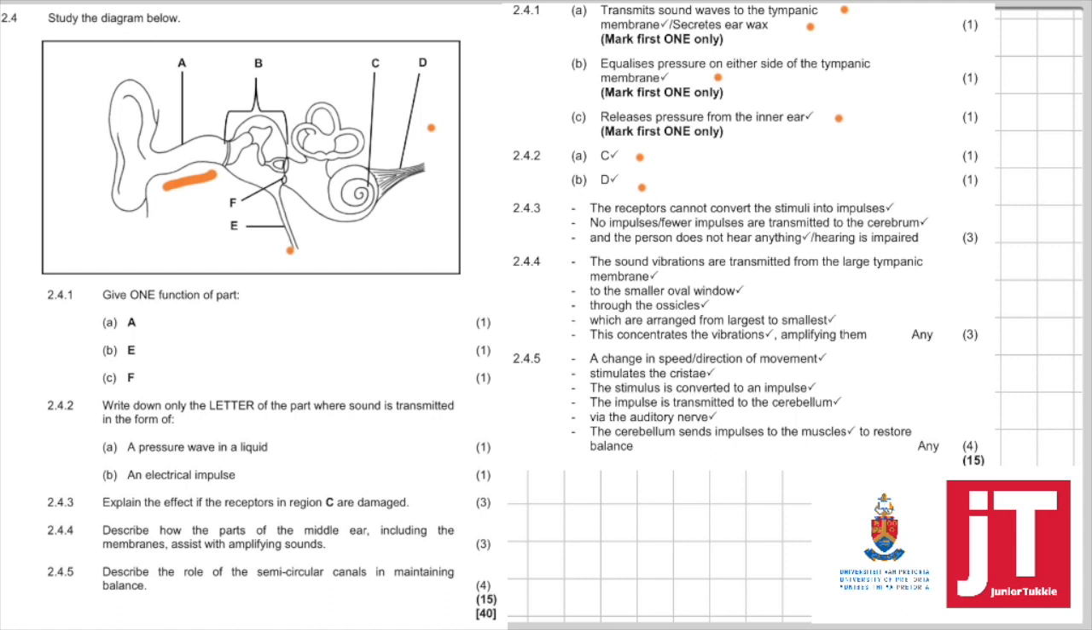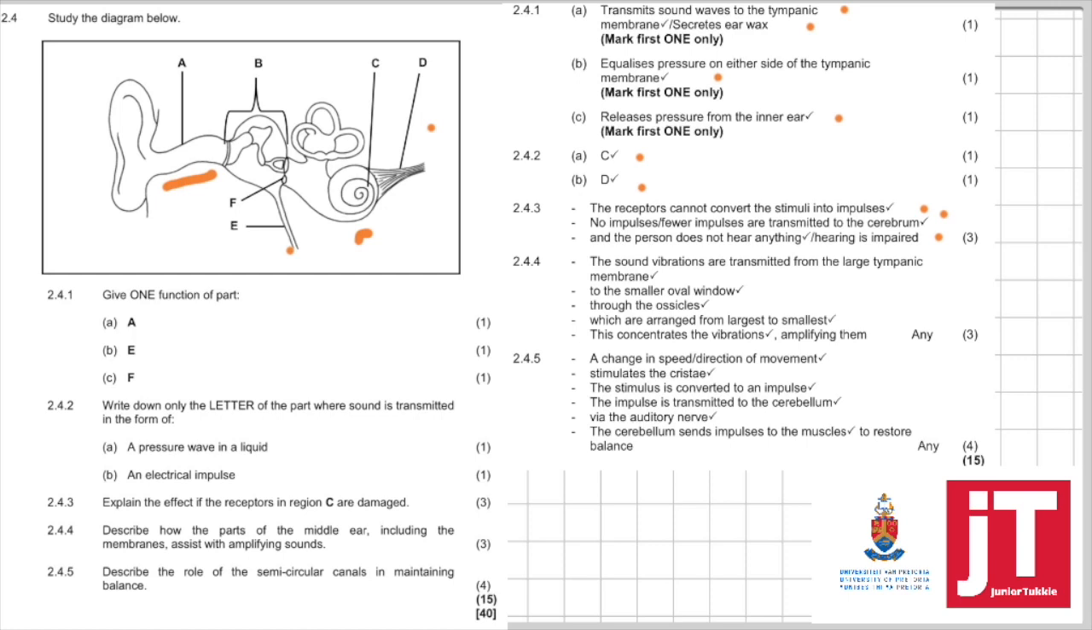2.4.3. Explain the effect if the receptors in region C, which is the cochlea, are damaged. What will happen? If the receptors are damaged, the receptors cannot convert the stimulus into an impulse. No impulses are transmitted to the cerebrum, or fewer impulses, and the person will not hear anything or hearing is impaired.